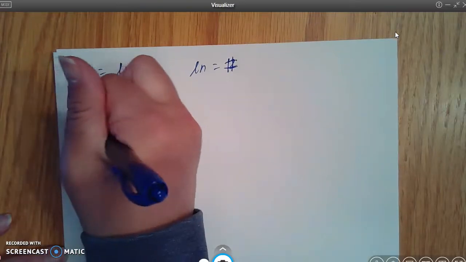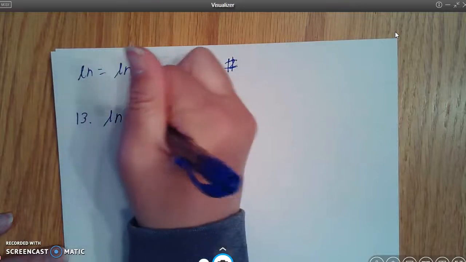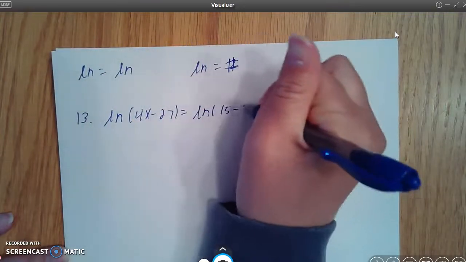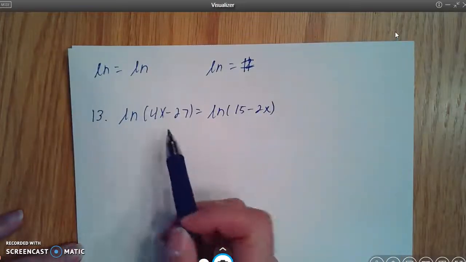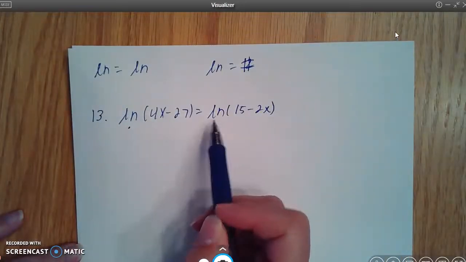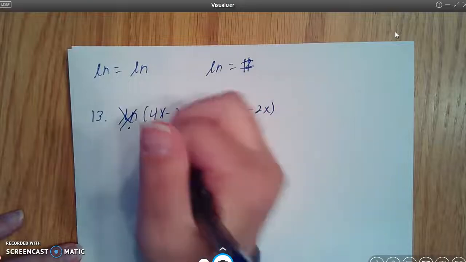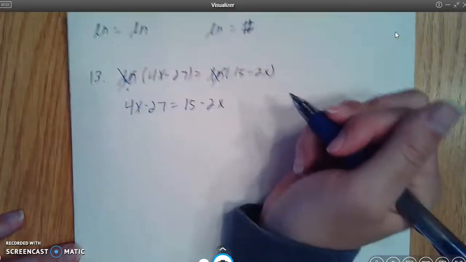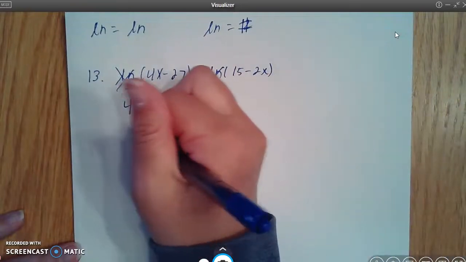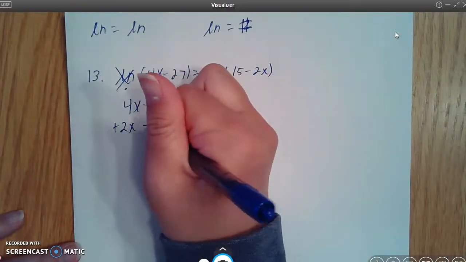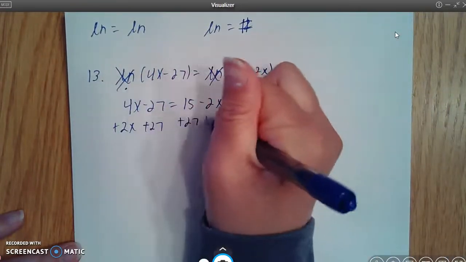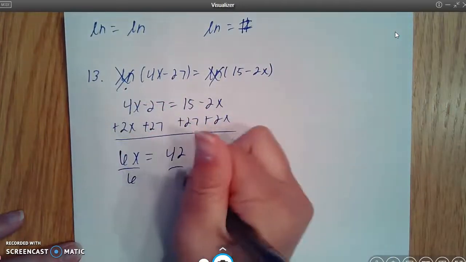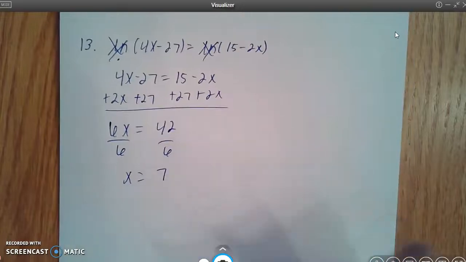So if you look at number 13, you get the natural log of 4x minus 27 is equal to the natural log of 15 minus 2x. If you notice, I have a natural log on the left and a natural log on the right. I have one of each. My natural logs will just cancel out, and I'll get 4x minus 27 is equal to 15 minus 2x. And then we'll just go through and solve for x. I'm going to add my 2x and add my 27. And I'll get 6x is equal to 42. So when I divide both sides by 6, you're getting x is equal to 7.